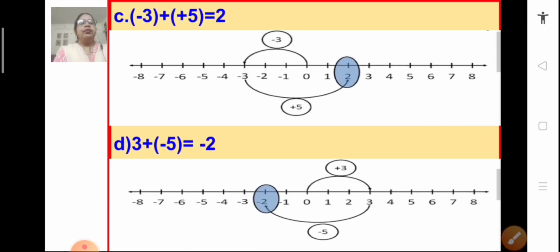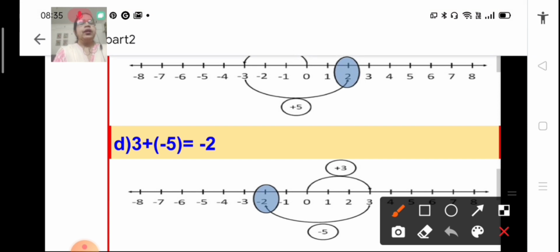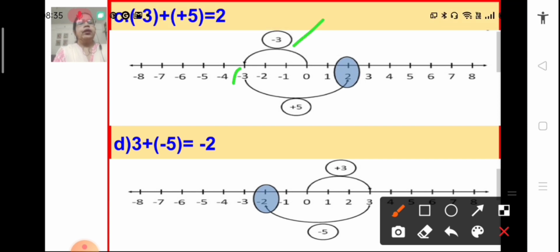Similarly, if we have negative 3 plus positive 5. So for negative 3 from 0 we move to the left, and here is negative 3. From negative 3 we move to the right to add positive 5. 5 steps right, and where do we reach? Positive 2. So negative 3 plus positive 5 is positive 2.